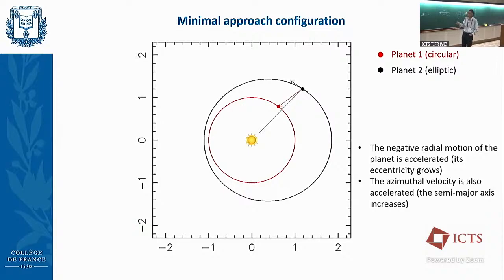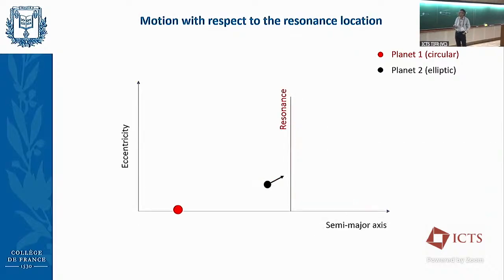So we are accelerating the negative radial motion of the planet, which means that the eccentricity of the outer planet has to grow. And the azimuthal component of the force now is directed outward, so it's a positive torque in the direction of the motion of the planet, which means that we are accelerating the azimuthal motion of the planet, which means that the semi-major axis will also increase. So going back to our previous representation, if the outer planet is here, just inward of the resonance, now the force exerted by the first planet tries to change the orbit of the planet in this direction, increasing both eccentricity and semi-major axis.